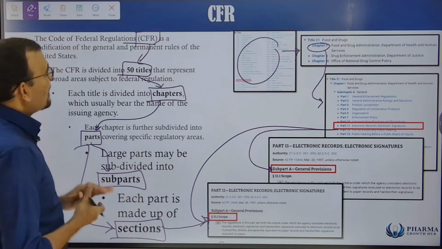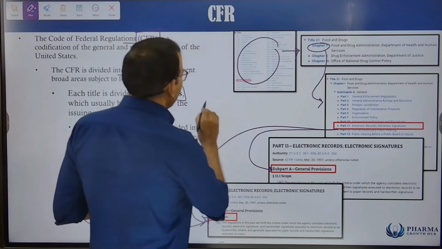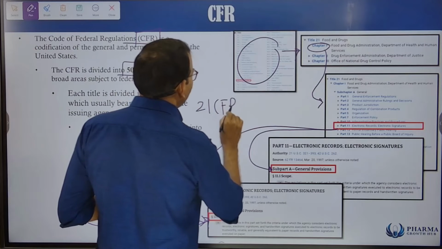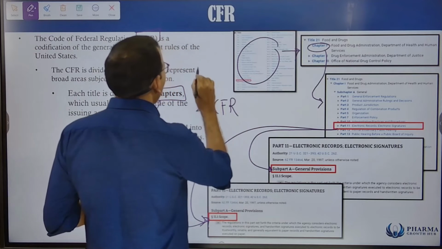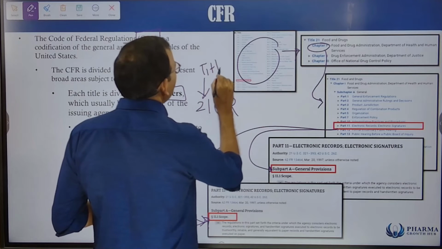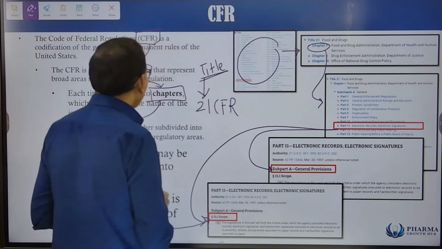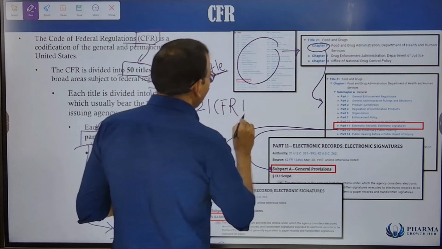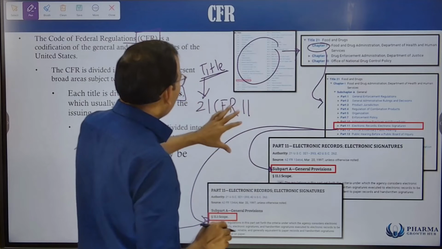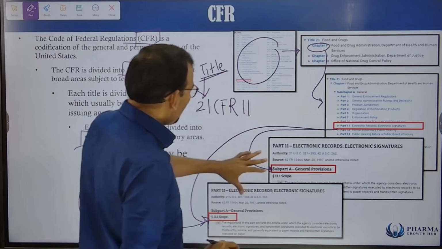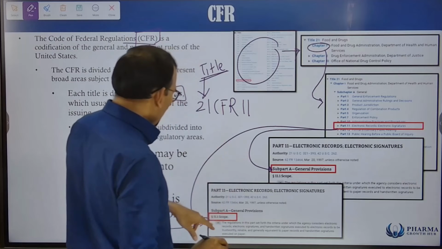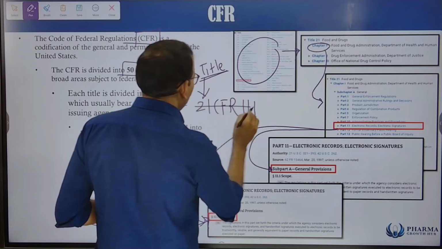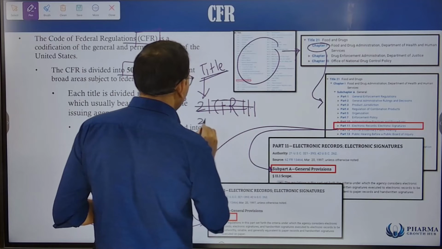So how to read this now? 21 CFR. 21 CFR means what? I'm talking about the title number. 21 CFR is the name of the title. There are 50 titles, right? 21 CFR, then further called the 11. 21 CFR part 11. 21 CFR part 11. And in that, what is the subpart? Now, this is how, or not this way, but 21 CFR.